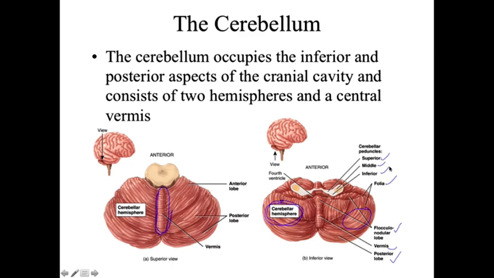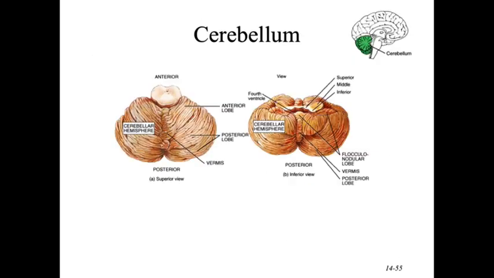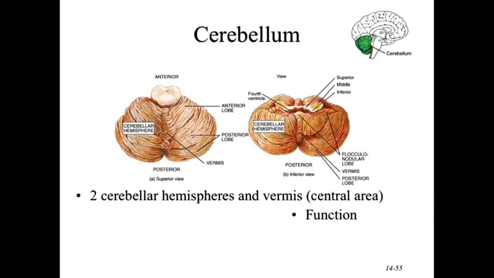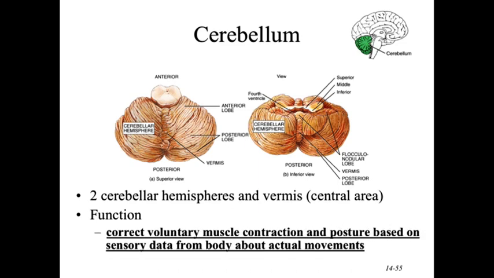So the cerebellum occupies the inferior and the posterior part of the cranial cavity and has two hemispheres and a central vermis. Okay. The functions, it's to correct voluntary muscle contraction and posture based on all the sensory input that's coming from the rest of the body about what's actually happening. So it's about precision, right?